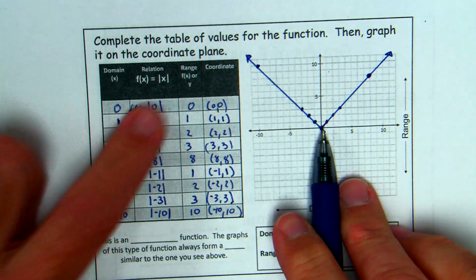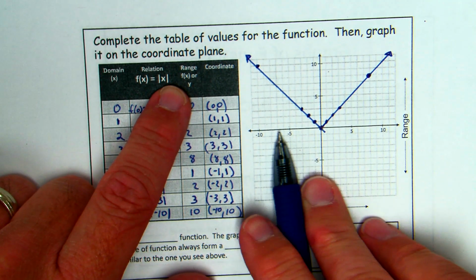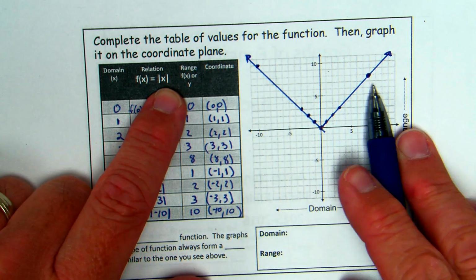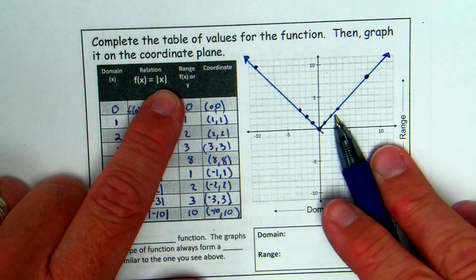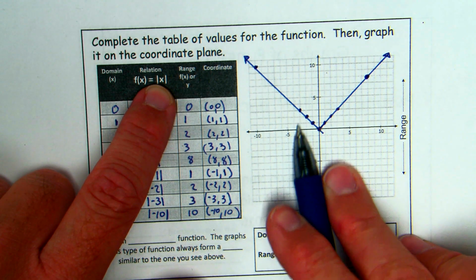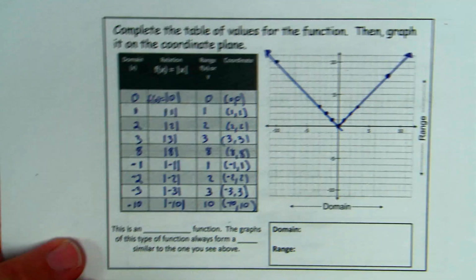And I can test that out by plugging in other points. 5, 5 works, 6, 6 works, negative 7, positive 7 works. Every point that's on this line will work. If I put in a 1/2, I get a 1/2. If I put in a negative 3.5, I get a positive 3.5. Every point on this line seems to be working.